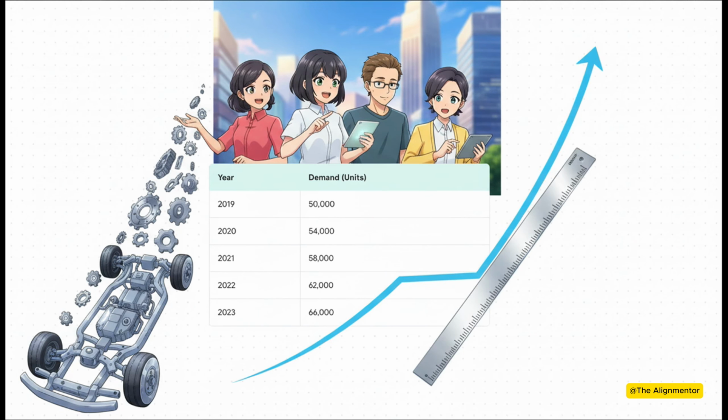Check out this auto parts manufacturer. Just look at those demand numbers. It's a textbook example of a linear trend. Every single year, demand goes up by a remarkably consistent 4,000 units. You could practically draw that line with a ruler.